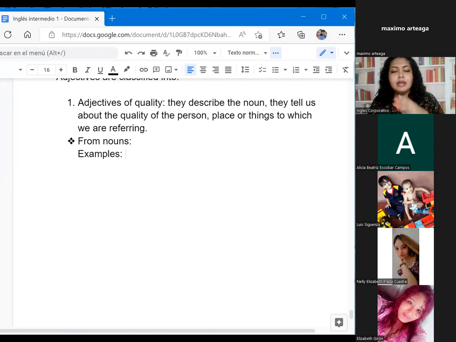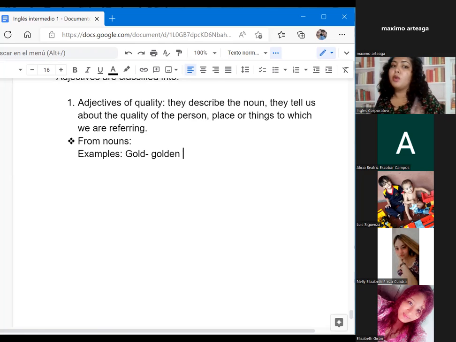And in this case, it's the same because we have a noun and we add something at the end and we can have an adjective. So it is like we are making a new word with the ending. So in this case, we have the example. Number one is gold. Gold is a noun, and we are going to transform that noun into an adjective. So in that case, I'm going to add something at the end. Gold, golden. Gold, oro, golden, something golden.